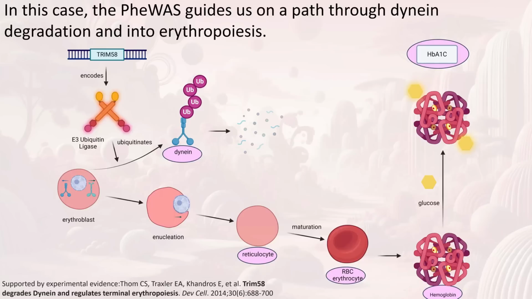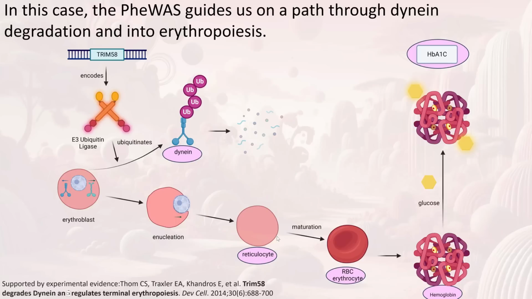There's a nice paper, and I put the citation down there. TRIM58 is a ubiquitin ligase. One of the things that it ubiquitinates, and this paper and others show, is dynein. One of dynein's jobs in every cell is to help keep the nucleus in the middle of the cell. It's doing a tug of war with kinesin. TRIM58 in these erythroblasts, early red blood cells, has the job of ensuring that dynein loses that tug of war so that kinesin can pull the nucleus out of the cell, resulting in a reticulocyte, which then becomes a red blood cell, which then produces hemoglobin, which then can accumulate glucose.